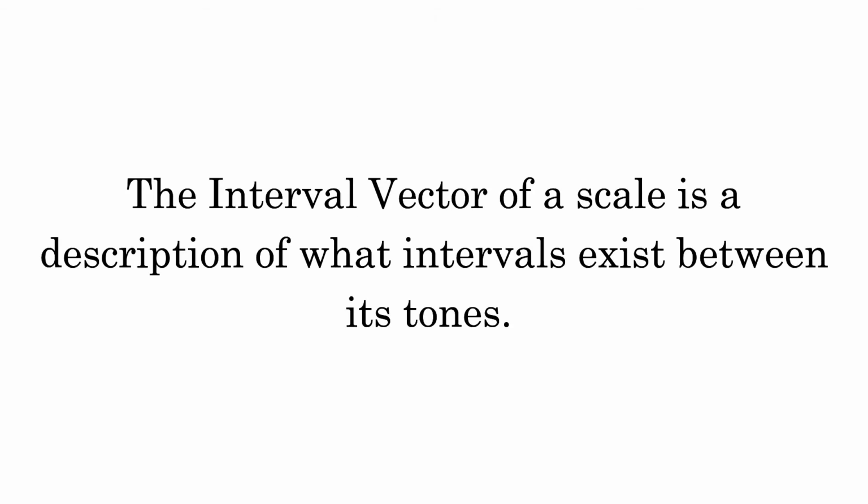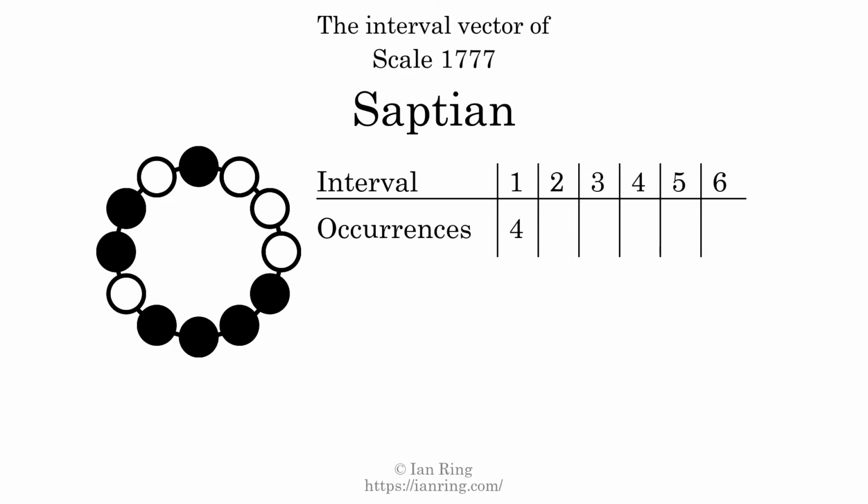The interval vector of a scale is a description of what intervals exist between its tones. There are 4 intervals with the size of 1 semitone. They are here, here, here, and here. There are 4 intervals with the size of 2 semitones. They are here, here, here, and here. There are 4 intervals with the size of 3 semitones. They are here, here, here, and here.